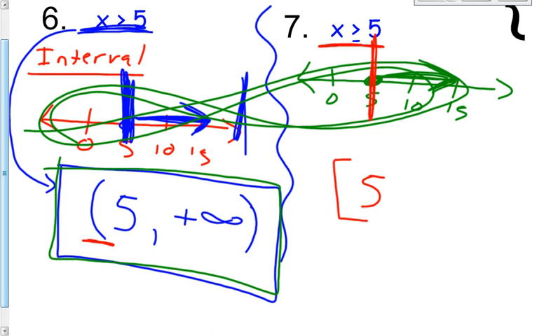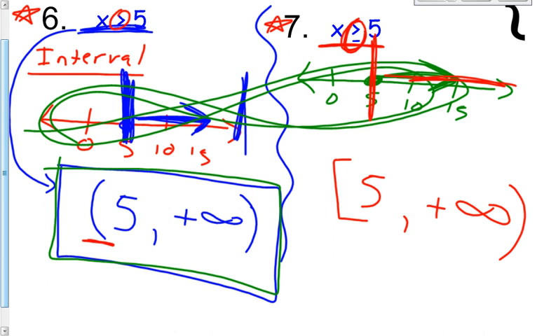So our left bound is 5, and because it can equal 5, because it's greater than or equal to, you're going to put a bracket 5, comma, and once again, it goes all the way to positive infinity. And always after infinity, you're going to put a parenthesis there. So that's the difference between number 6 and number 7. The only difference is that it's greater than as compared to greater than or equal to. When it's greater than, you use a parenthesis. When it's greater than or equal to, you use a bracket.